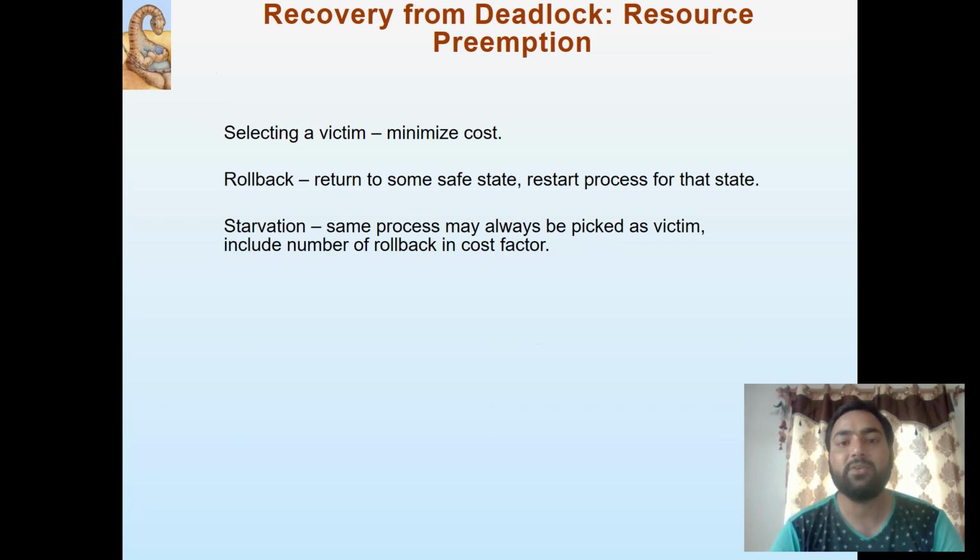Also include the number of rollbacks in the cost factor, because as the number of rollbacks increases, the cost factor will also be increasing. So we have to take that factor also into consideration while preempting the resources or terminating the processes in the system.